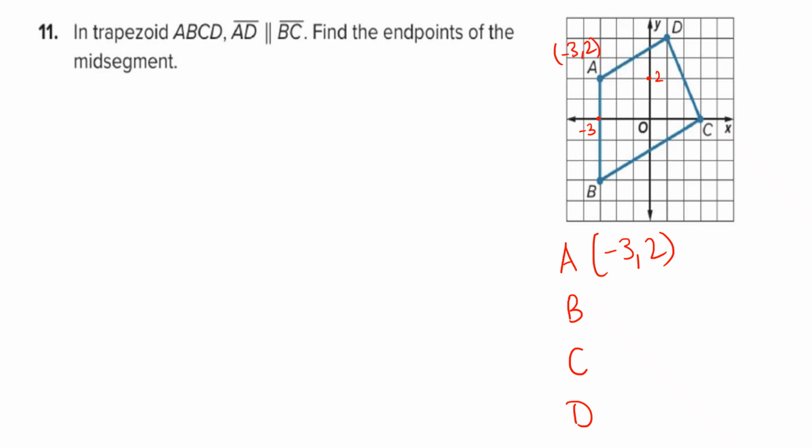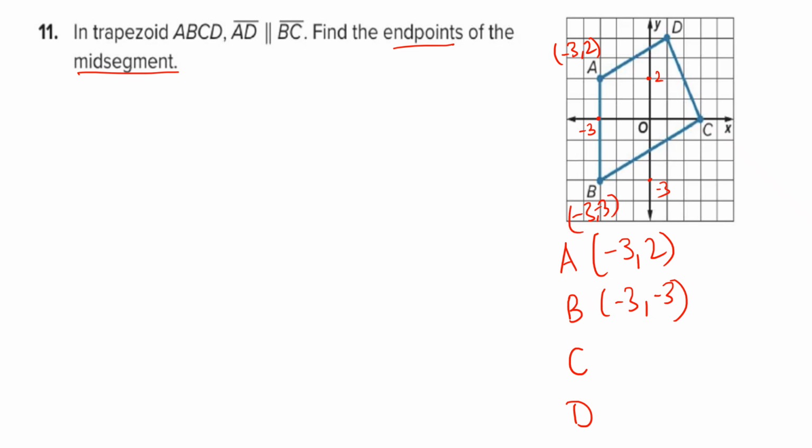Please make sure that you are marking these points and calculating the coordinates carefully, because if you make a mistake in the coordinates of A, B, C, D, then your final answer for the endpoints of the mid segment will be wrong. Okay, let's come to point B. So point B has the same x coordinate, minus 3. Now for the y coordinate, it is below the x axis, so it's going to be this point, which is again minus 3. So minus 3 comma minus 3, these are the coordinates of point B.